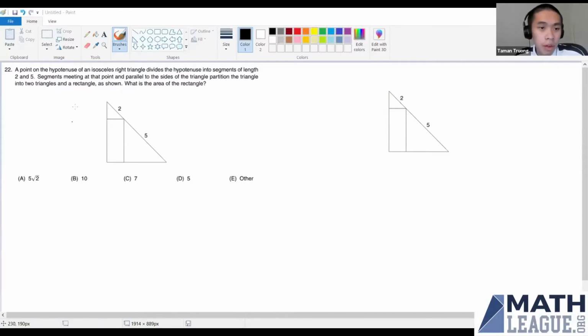A point on the hypotenuse of an isosceles right triangle divides the hypotenuse into segments of length 2 and 5. Segments meeting at that point and parallel to the sides of the triangle partition the triangle into two triangles and a rectangle as shown. What is the area of the rectangle?